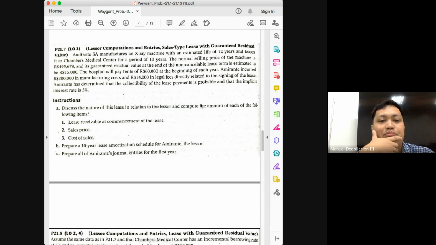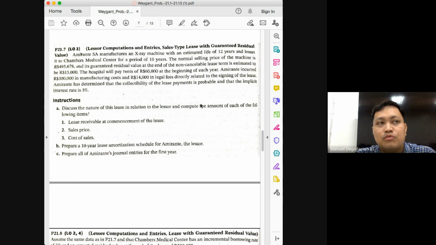Okay. So in this problem, the object of the agreement is an X-ray machine with an estimated life of 12 years. The lease is for a period of 10 years. You're given the normal selling price of the machine, which is 495,678. As I've told you last time, this would normally represent your sales revenue.